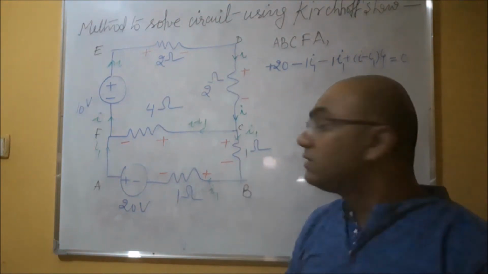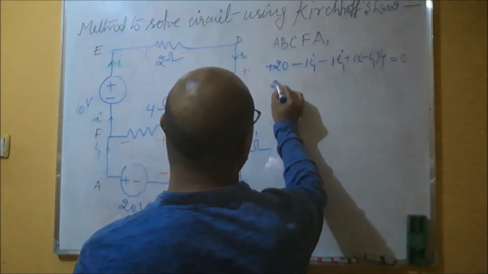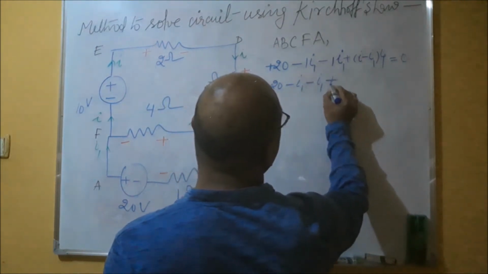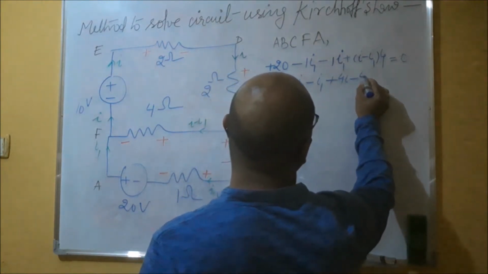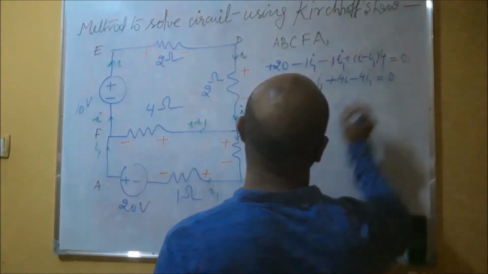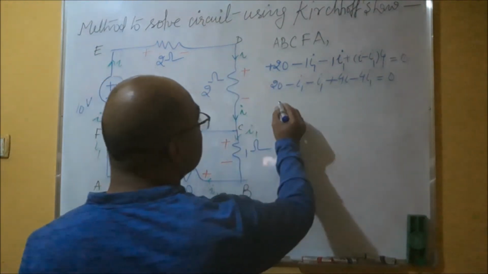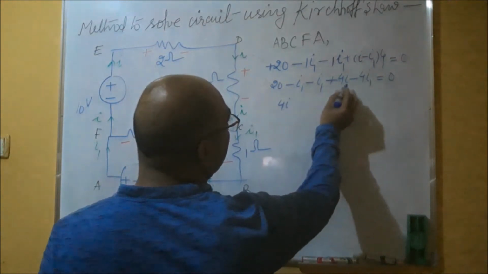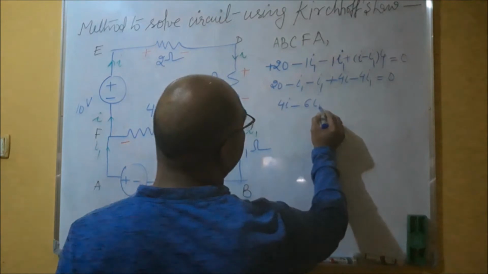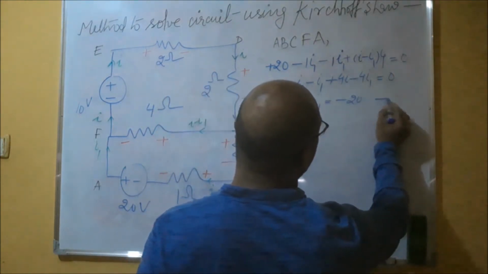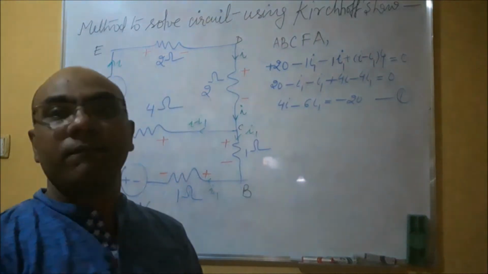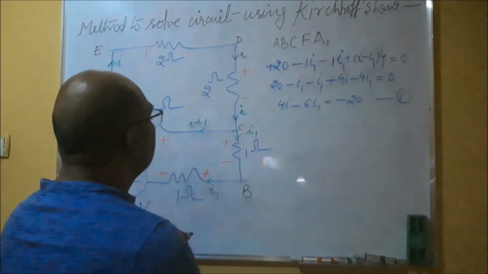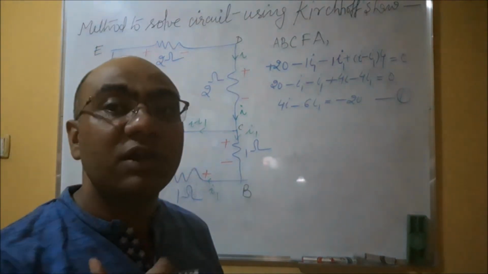Right? Now solve this. When you solve this, what do you get? 20 minus I1 minus I1 plus 4I minus 4I1 equals 0. This means 4I minus 6I1 equals minus 20. We can say this is equation 1. Now again, try to write the KVL equation for another loop.